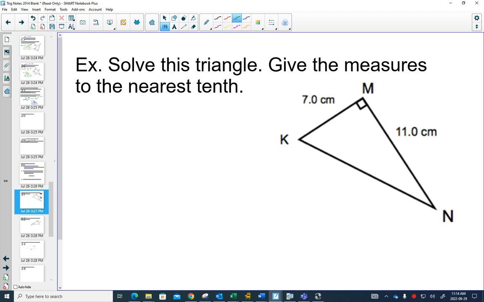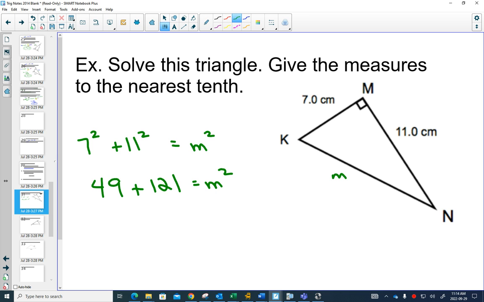Perfect. So the hypotenuse, what letter should I use? Little m. And if I did a squared plus b squared equals c squared, where would the m go? It would go on this side with the c squared. So you would have 7 squared plus 11 squared, 49 plus 121 equals m squared. Add these together.